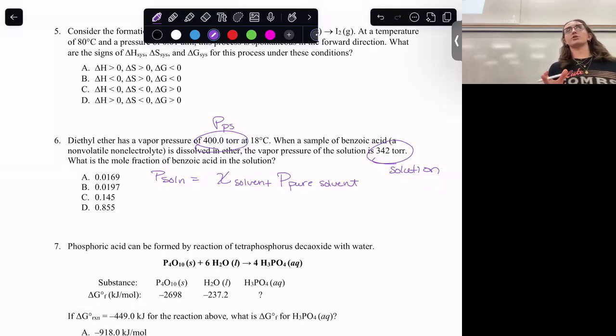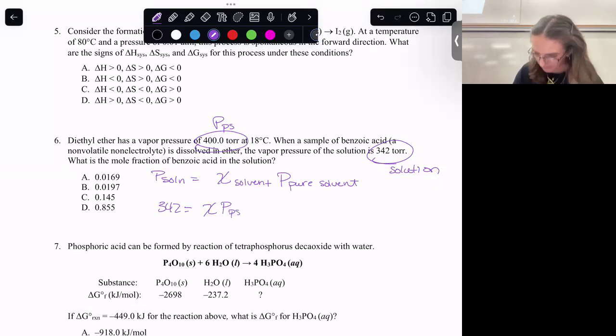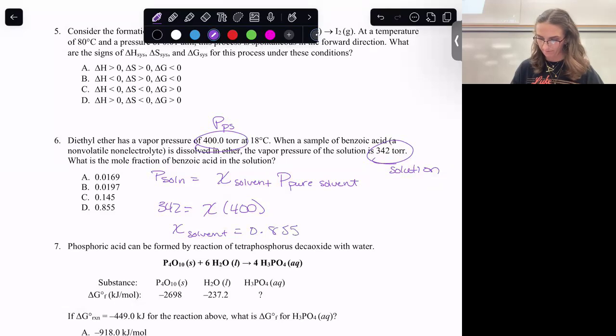So can we solve for the mole fraction of the solvent? Yes. Right. So the pressure of the solution is always going to be less than the pressure of the pure solvent. So we have 342 is equal to the mole fraction times PPS, which we said was 400. So the mole fraction of the solvent is 0.855. Is that our answer?